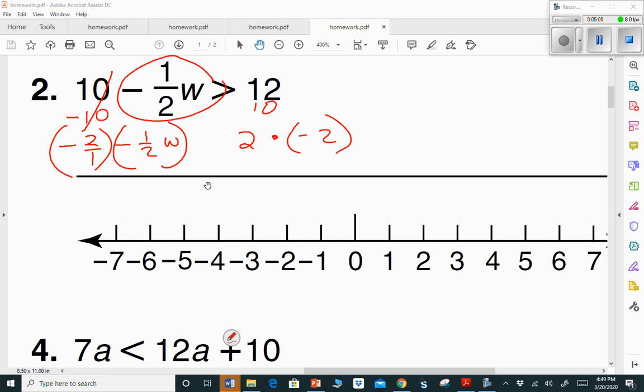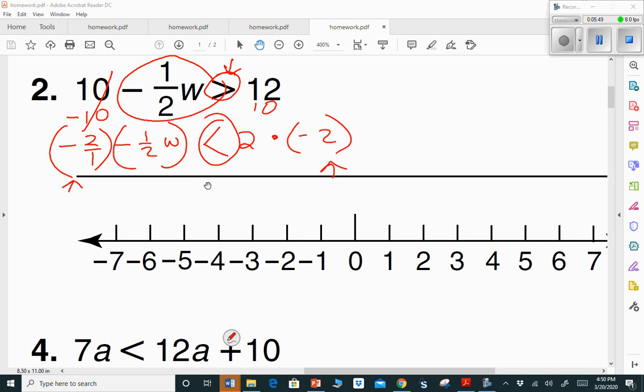Now here's the thing. You need to write this down. If you multiply or divide both sides by a negative number, you have to flip this inequality. It says greater than. You have to change it to less than. I'm going to say that again. If you multiply or divide both sides by a negative number when you're solving inequalities, then you have to flip greater than to less than or less than to greater than. And my reason for you is because it works. When you check your answer, you'll figure out that it works.